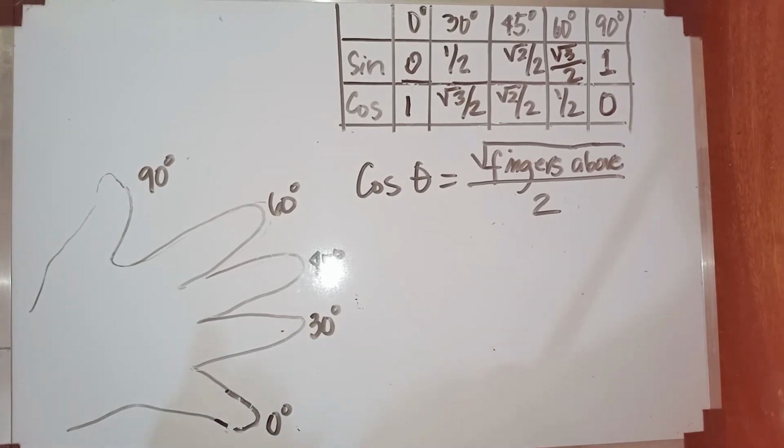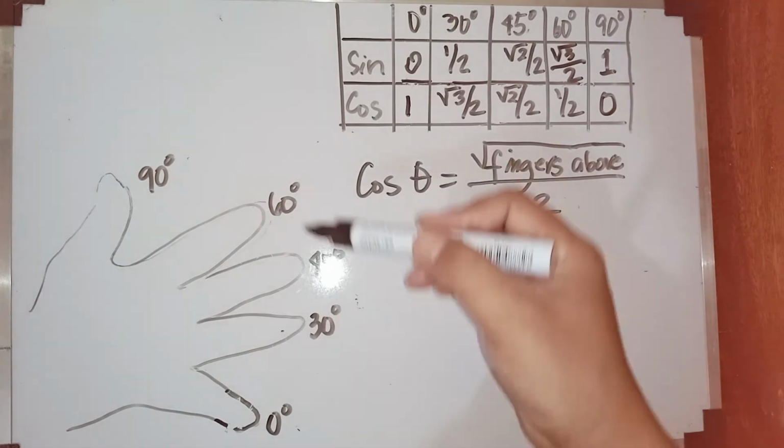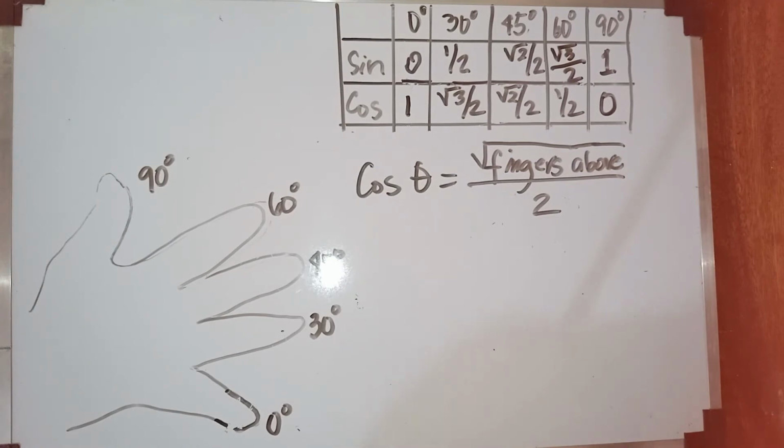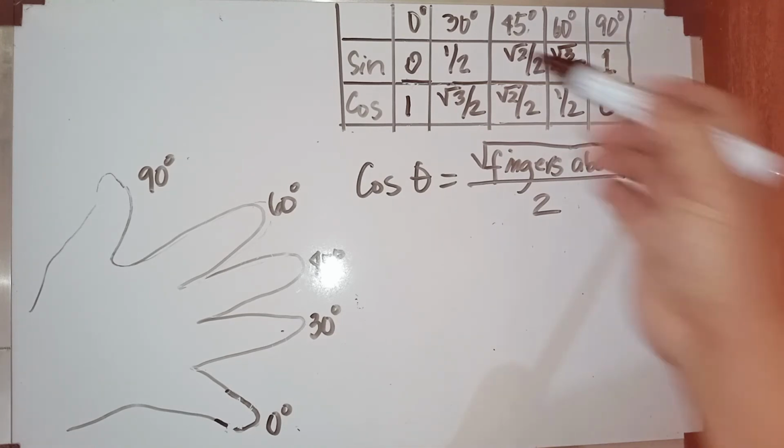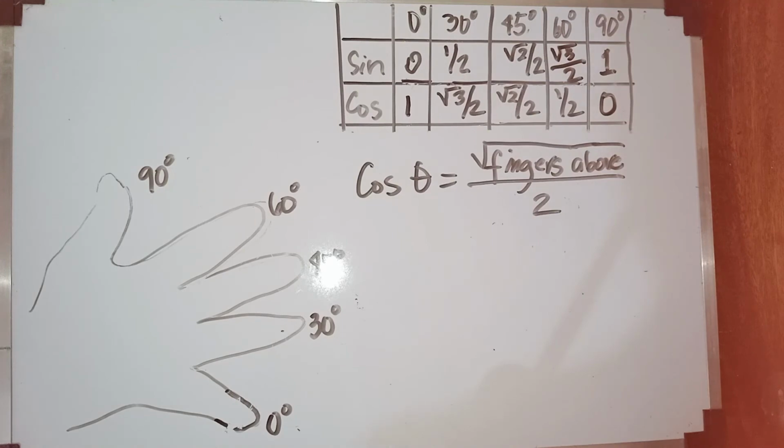So, ganyan lang po kadali mga boss kung paano kunin yung mga values, yung cosine and sine values of our 0, 30, 45, 60, and 90 degrees angle gamit lamang po yung ating mga daliri. So, if you want to find the values of other functions like tangent, cosecant, and secant, maaari nyo na pong gamitin itong mga values ng sine and cosine.